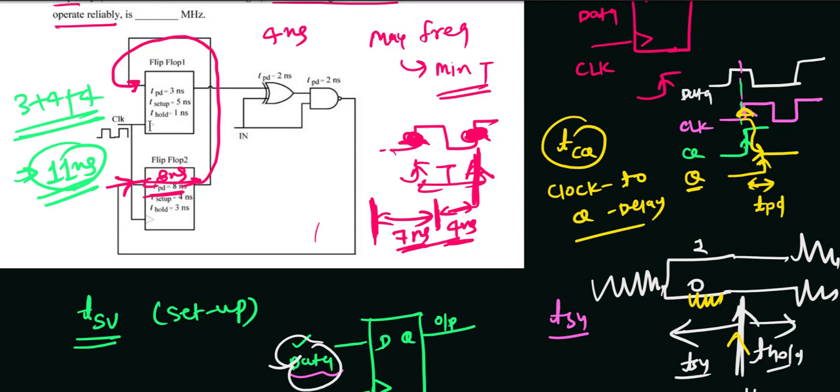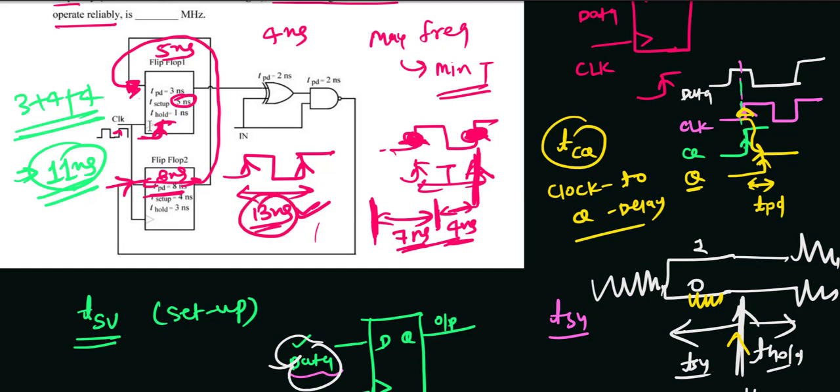Before you apply the second edge of the clock, we need to have at least 5 nanosecond margin. So this data should arrive at least 5 nanosecond before the second clock edge. This 8 nanosecond plus 5 nanosecond is a total of 13 nanosecond. So after the first clock edge, you can apply the second clock edge only 13 nanosecond later if you go by this path. So we have to have at least 13 nanosecond of clock period.